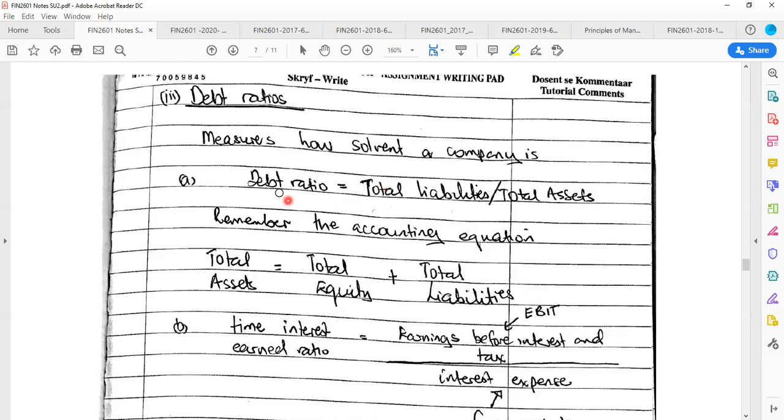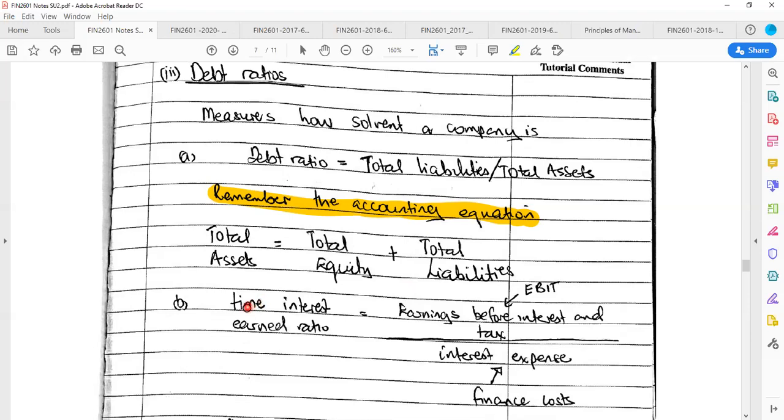So the debt ratio is given by total liabilities over total assets. And when you're working with this debt ratio, it's always important to remember the accounting equation. Remember, the accounting equation says total assets are equal to total equity plus total liabilities. Okay.